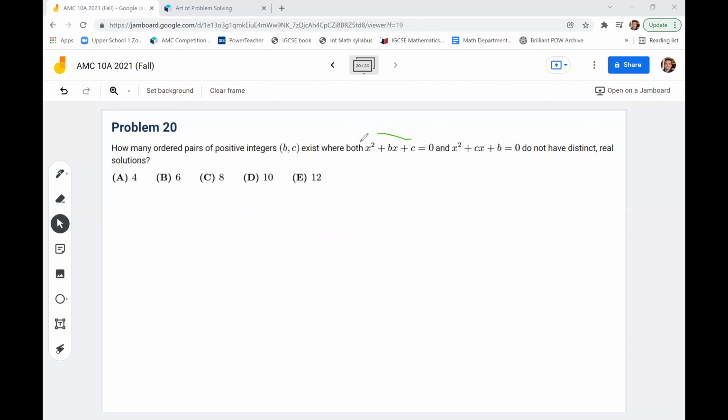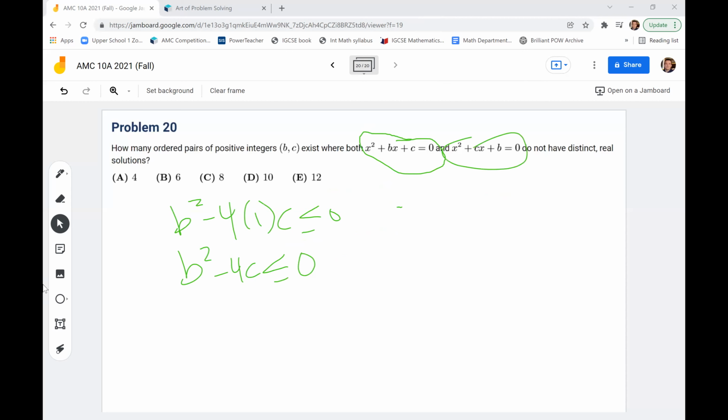So if I think about the discriminant, b squared minus 4c has to be less than or equal to 0. And then over here, it would be c squared minus 4ab, because b and c are switched, so it's b squared minus 4ac, c squared minus 4ab. c squared minus 4b is less than or equal to 0.